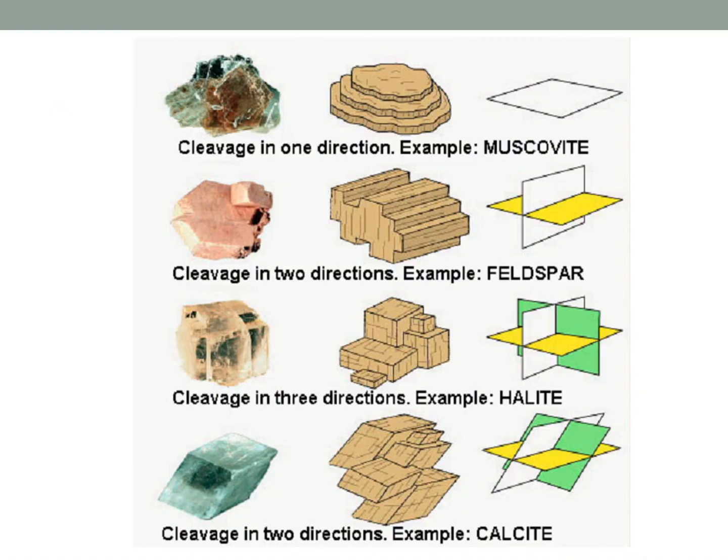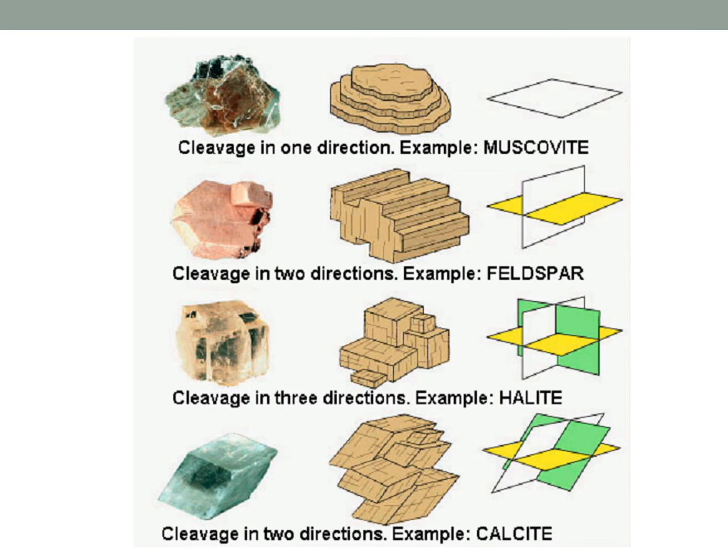Here's some more examples of things that break in cleavage. They don't always have to break the same way like mica did, in sheets. There could be cleavage in one direction, like muscovite. Okay, it's kind of peeling off a little bit like the mica. You could have cleavage in two directions like feldspar. You're going to have up and down and across. It's going to break in those smooth lines both places.